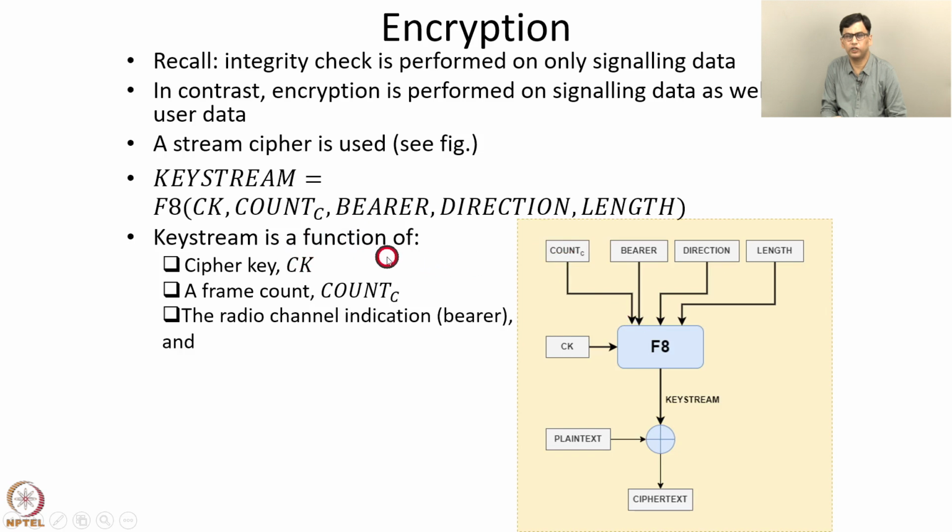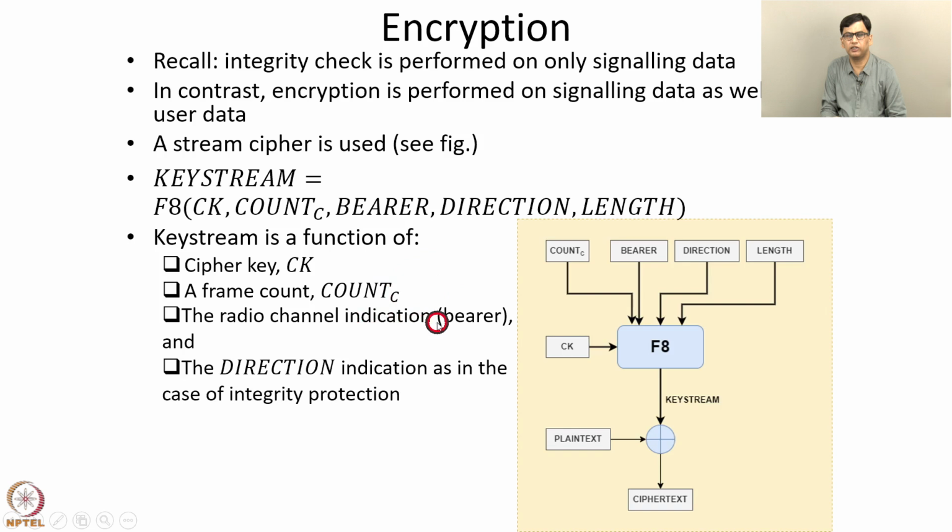The key stream is also a function of the radio channel indication bearer and the direction indication, as in the case of integrity protection. So this direction flag has the same function as in integrity, what we discussed. That is, the intruder should not be able to take a message from one direction and replay it in the other direction. So that's the purpose of the direction flag. That concludes our discussion of encryption.